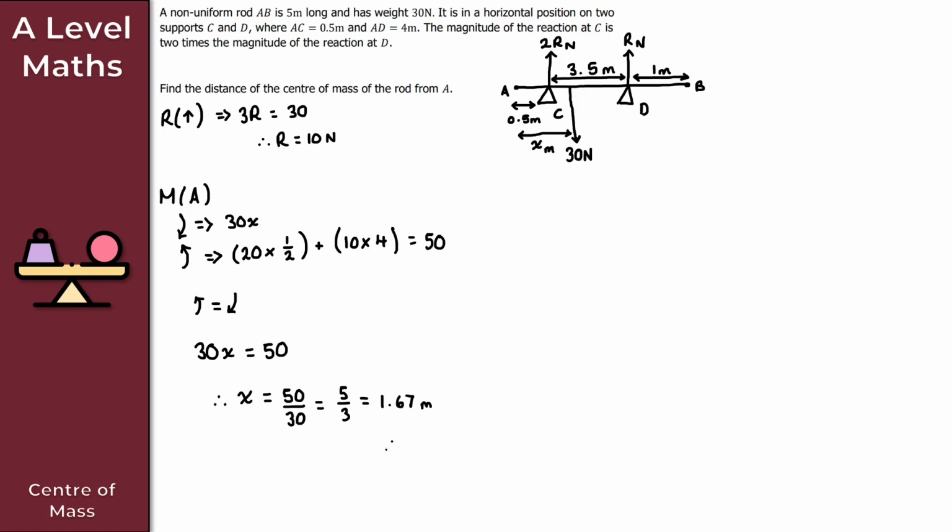So in that case, the center of mass is 1.67 meters away from A. Okay, and there we have it. That's all we need. We find the distance of the center of mass of the rod from A. That gives us the solution to this one practice question. And that brings us to the end of this video on the center of mass.